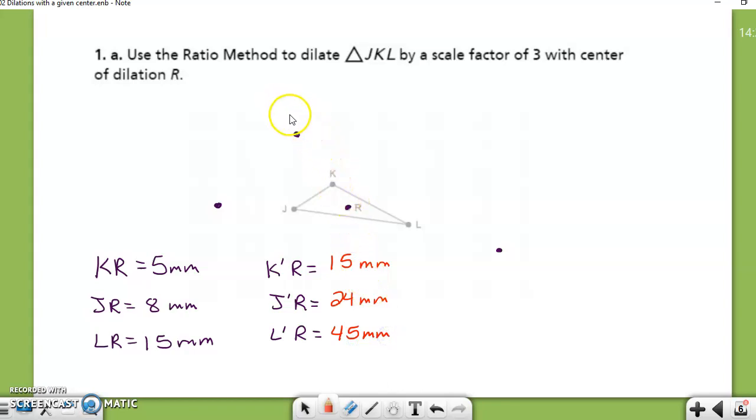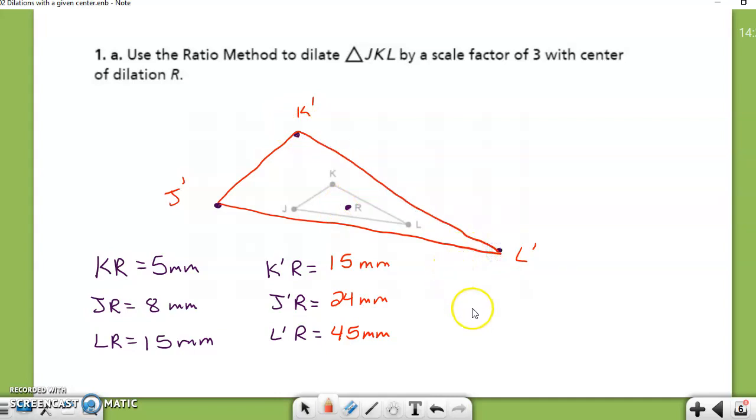Well, I want to stay along the same vector or the same line. So I measure out to here. This is going to be my K prime. And from K prime to R is 15 millimeters. Staying along the line, using a ruler, measure out to here. There's going to be my J prime, and this one will be my L prime. Again, measuring all the way out. Pay attention to how, I know I'm just drawing it in, but JK and J prime K prime should be parallel. If I had a ruler, they probably would be. JL and J prime L prime are parallel. And KL is parallel to K prime L prime.